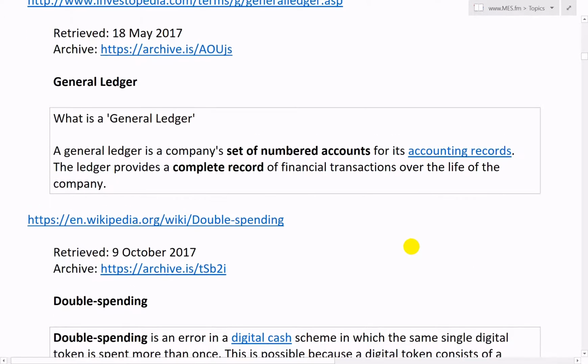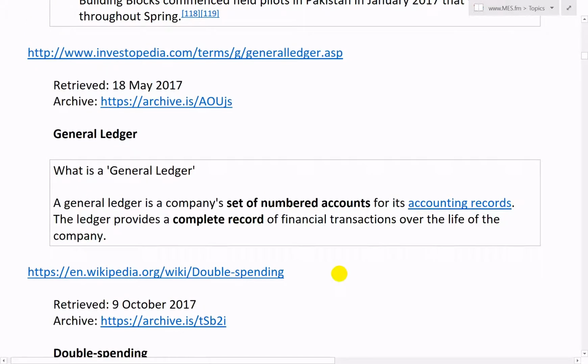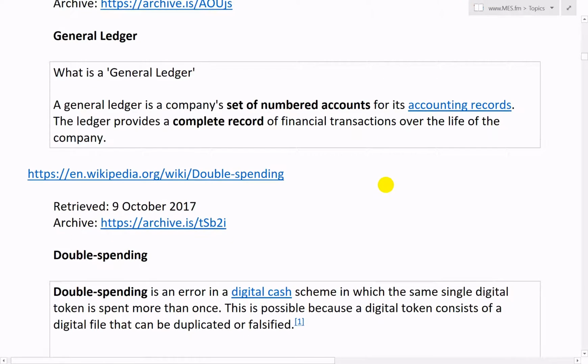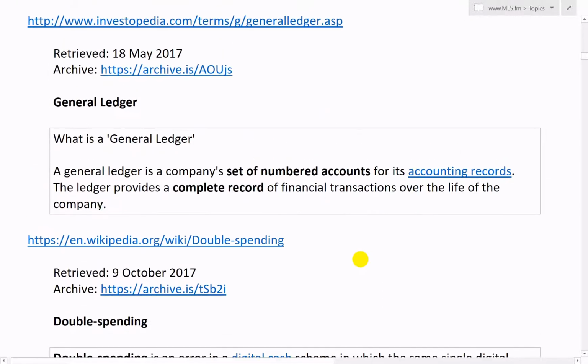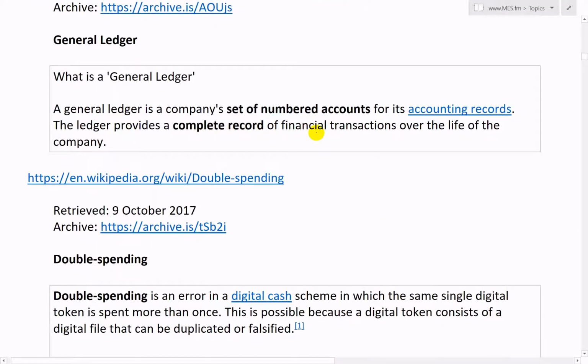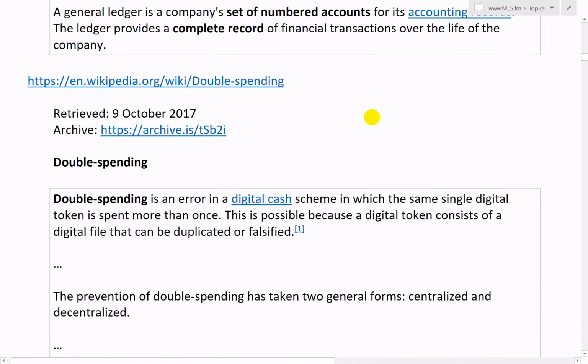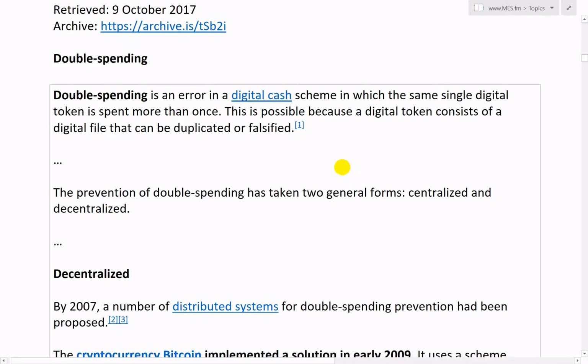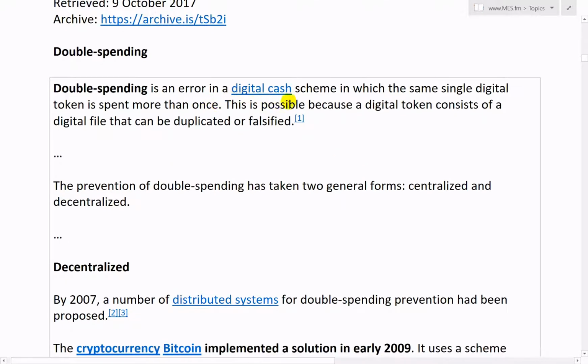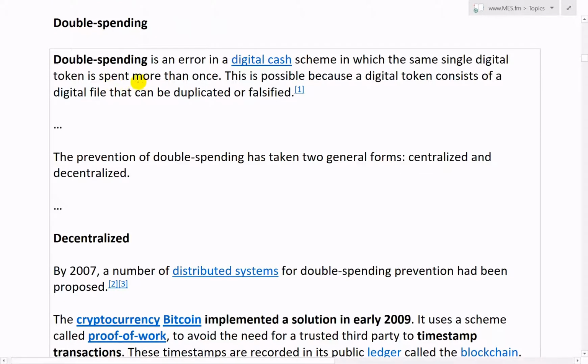So now let's look at that general ledger right here, because blockchain, like Bitcoin, can have a distributed ledger. A general ledger, this is from Investopedia, is just a company's set of numbered accounts for its accounting records. The ledger provides a complete record of financial transactions over the life of the company. And then the double spending problem here is an error in a digital cash scheme in which the same single digital token is spent more than once. This is possible because a digital token consists of a digital file that can be duplicated or falsified.